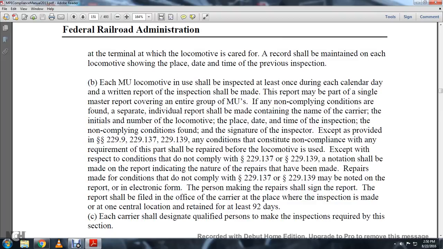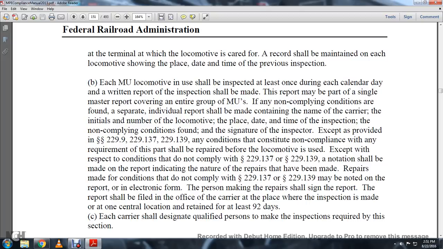Each multiple unit locomotive shall be inspected at least once during each calendar day. A written report of the inspection shall be made. The report may be part of a single master report covering the entire group of multiple units, and if non-compliant conditions are found, a separate individual report shall be made containing the name of the carrier, the initial and number of the locomotive, the place, date, and time of the inspection, the non-compliant condition found, and the signature of the inspector, except as provided in sections 229.9, 229.137, and 229.139.